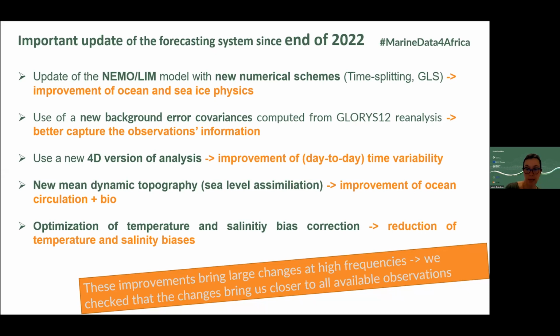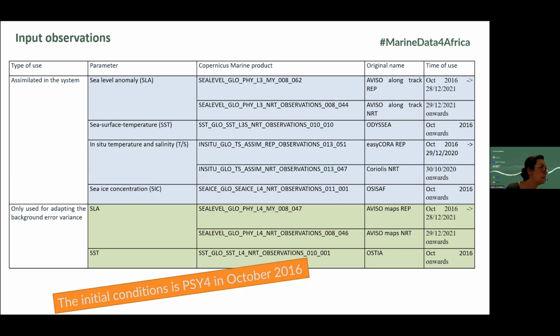So this is the list of observations that we assimilate in the system. Those which are highlighted in light gray are assimilated in the system, with the dates indicated here. Something important to know is that the initial conditions of what you have online are October 2016. So not everything is online, only the recent years.